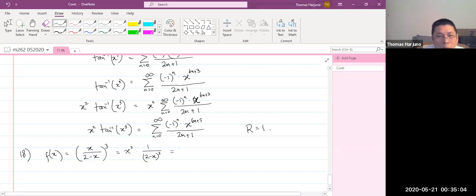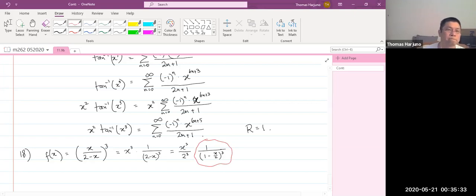Sometimes you look at the problem, you don't know what to do until you start writing it. So the key is write it down properly, please. This becomes 1 over (1 minus x over 2) cubed. Now, if I can find the power series for that, that would be so nice, huh? Don't you think so?